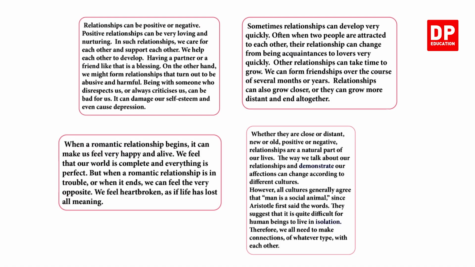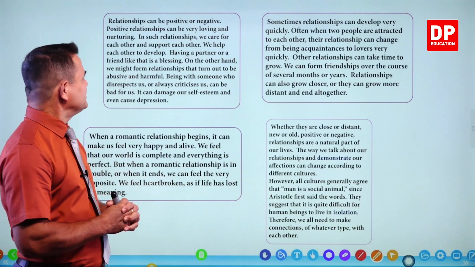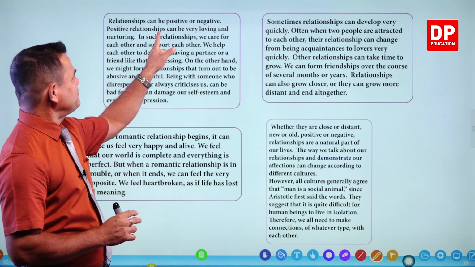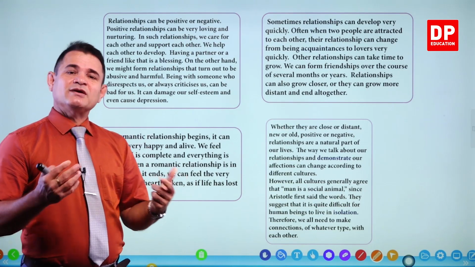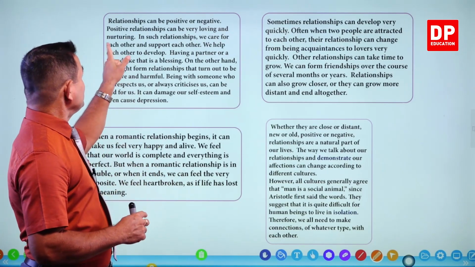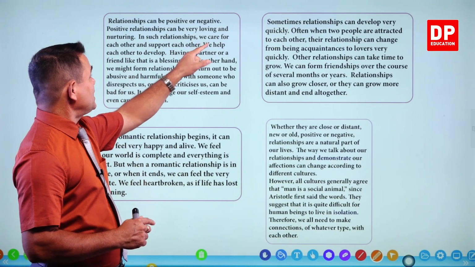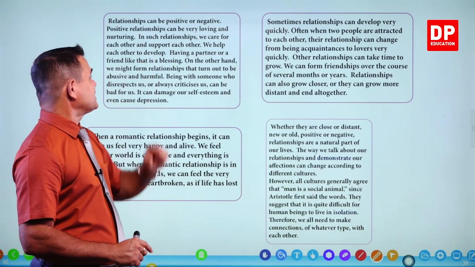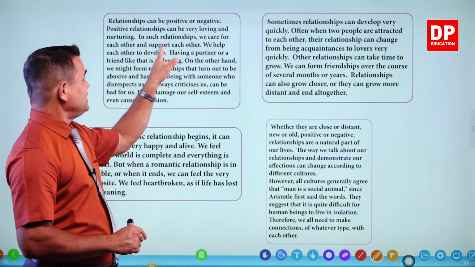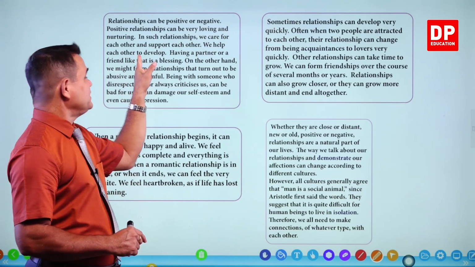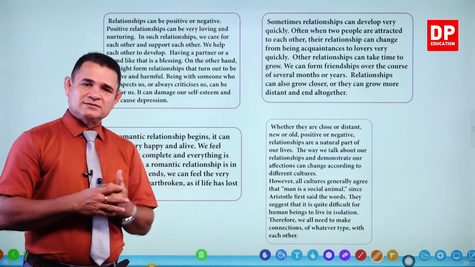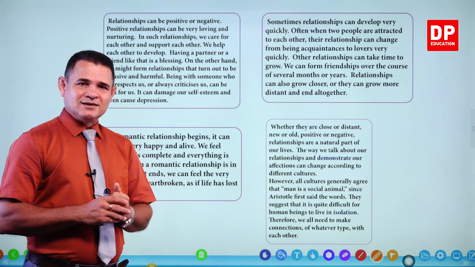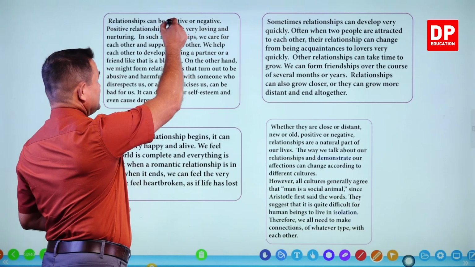Now these are the last 4 paragraphs. Now let's see whether we have that answer here. Relationships can bring positive or negative. Can be positive or negative. So what kind of relationships? Now positive relationships can be very loving and nurturing. In such relationships, we care for each other. It is stated there. Then what kind of relationships bring us happiness? Positive relationships.